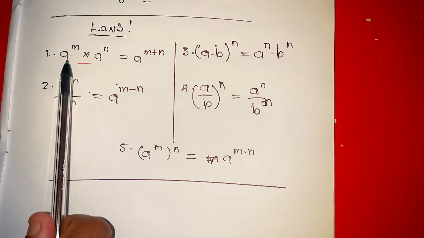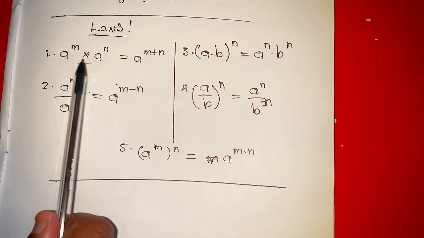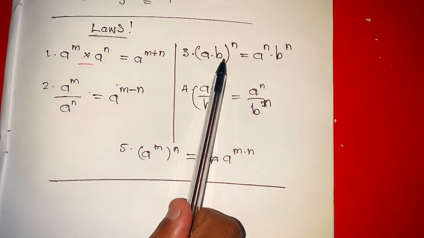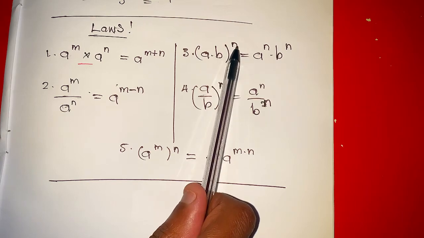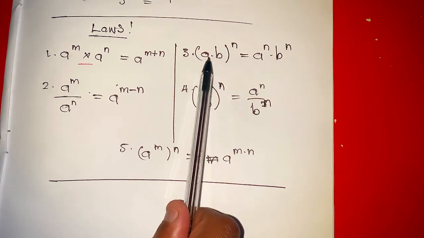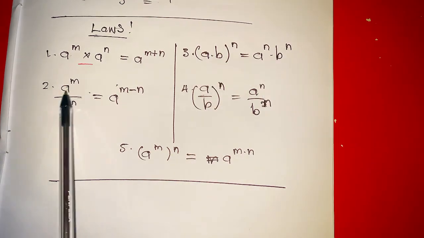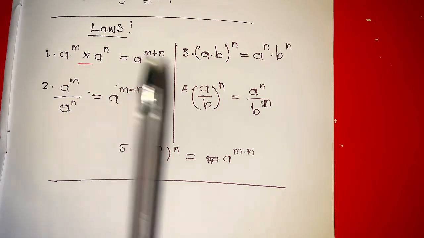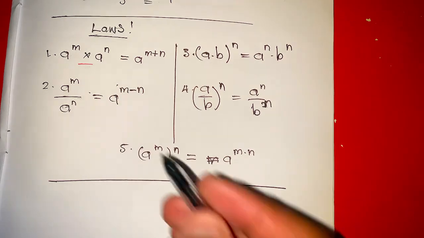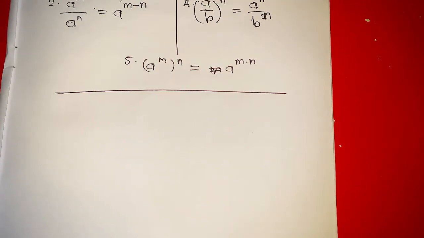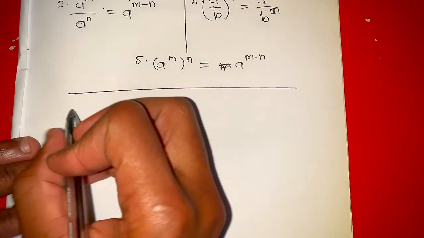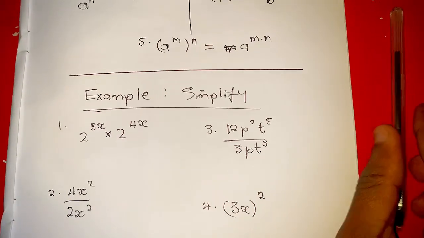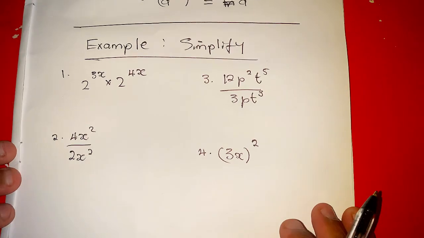Now, let us go through. A to the power of m multiplied by a to the power of n. Since you have multiplied, you will add the exponents. A times b all to the power of n means a raised to n multiplied by b raised to n. A to the power of m over a to the power of n is equal to a to the power of m minus n. And so forth. So all you need to do is know these laws, and you'll be ready to solve your questions. Now let us do an example. This is a simplified example. Now let us go through these 4 examples for today.